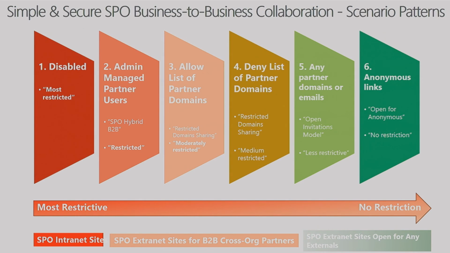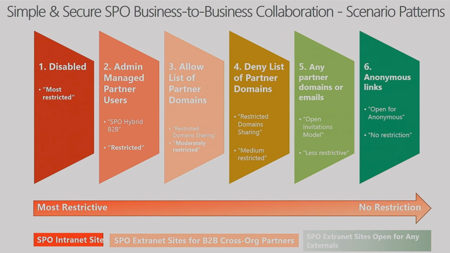The fourth one is the deny list, meaning I'm okay opening up, but I have specific domains, let's say hotmail.com, where I don't want people to collaborate with consumer identities. I would rather make sure they are collaborating with business identities only. So you can say hotmail.com is in my deny list, and they cannot share with that particular consumer email domain. As you can see, going down the path, security is loosening up.